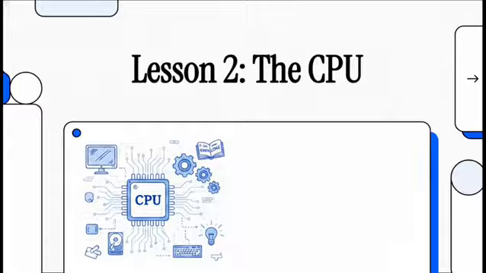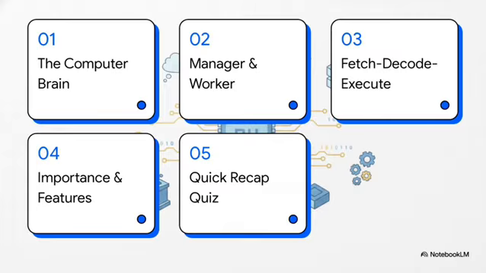Now let's get started. All right, here is our game plan for today. We're going to cover 5 main topics. First, we'll talk about the computer brain. Then we'll break down the manager and worker components. Third, we'll dive into the fetch, decode, execute cycle, followed by the CPU's importance and features. And finally, we'll wrap the whole thing up with a quick recap pop quiz.